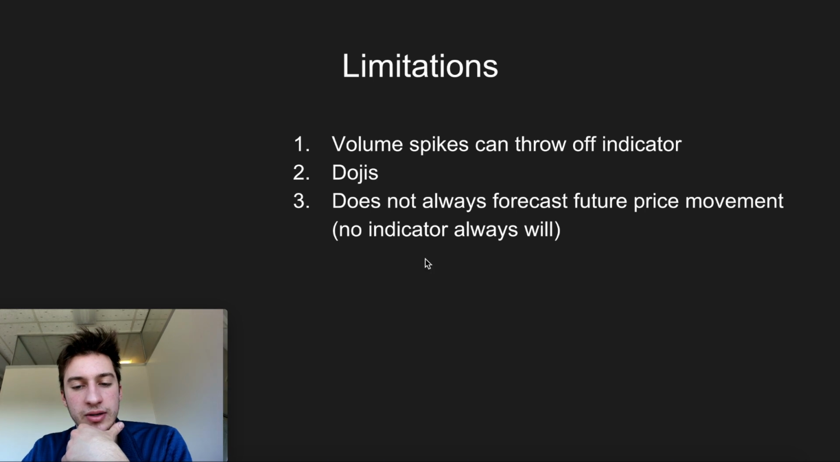Finally, it's not always going to forecast future price movement, and especially it's not always going to show you where the market top or market bottom is, because that would be more for execution or even trigger-based indicators, not exactly bias indicators like OBV or volume. It doesn't show you the exact level for a market top or the exact level for a market bottom.